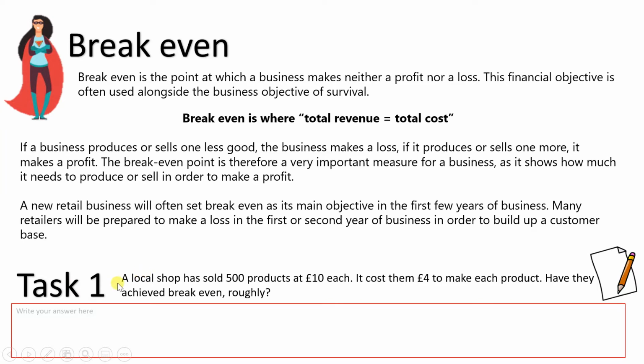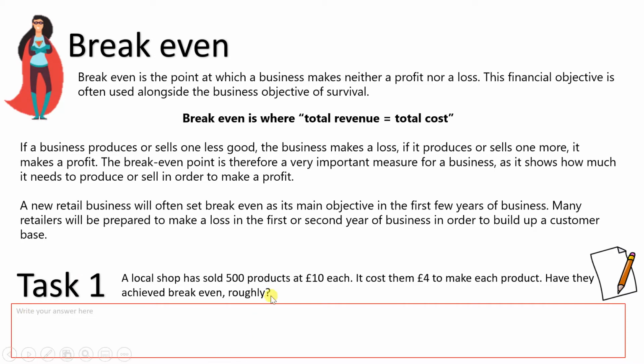Your first task. A local shop has sold 500 products at £10 each. Doesn't matter what they are. It costs them £4 to make each product. Have they achieved break-even, roughly? Now we can use the calculation above, total revenue equals total cost, which just means you need to work out 2 figures and compare them.